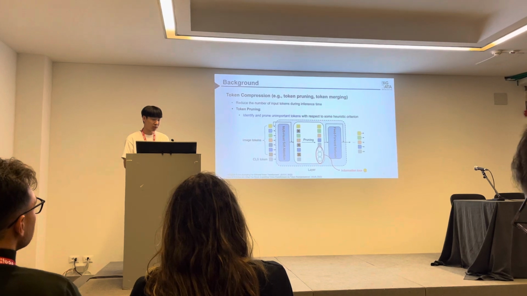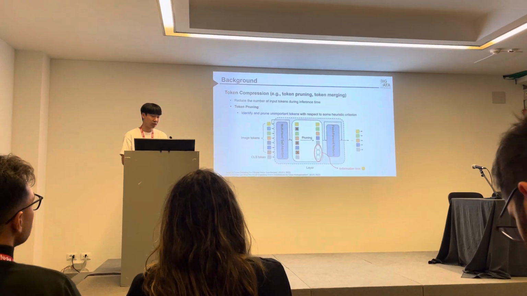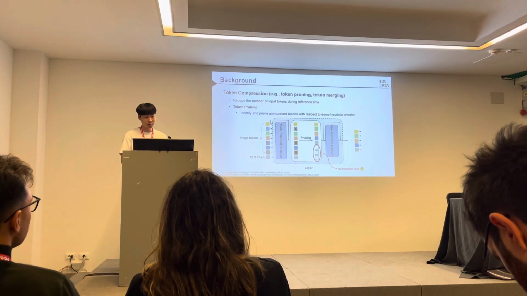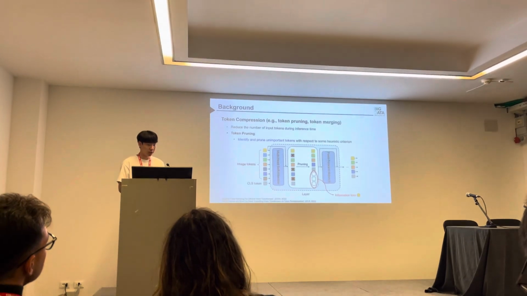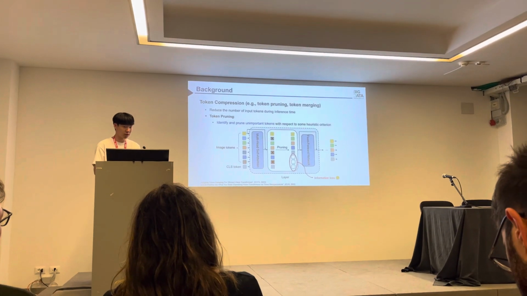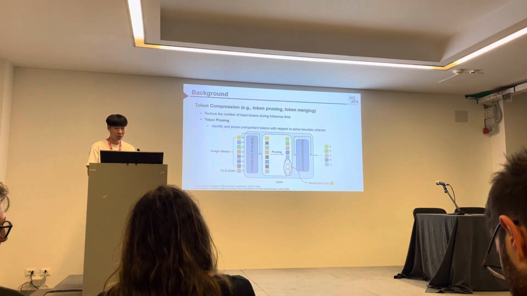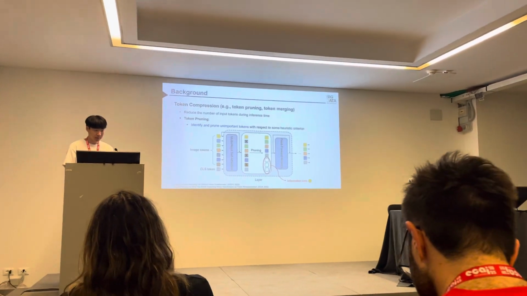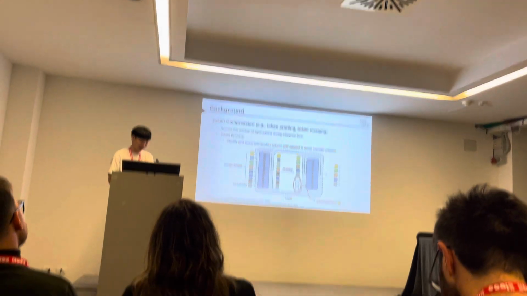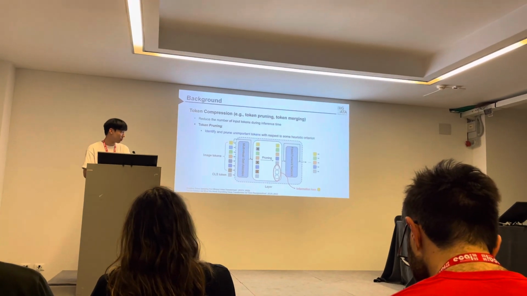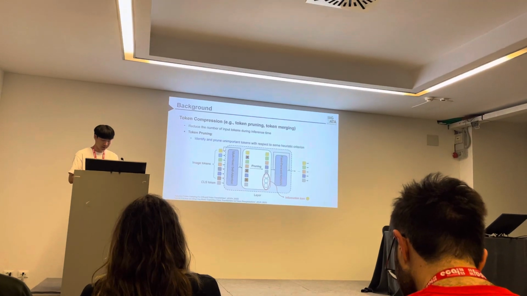In the field of token compression, token pruning was the first technique. Token pruning is a method that identifies and prunes unimportant tokens with respect to some heuristic criteria, such as the attention score of the class token. However, there is a problem. Information loss occurs, caused by pruning the tokens.